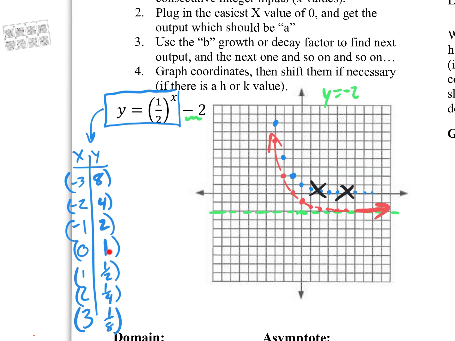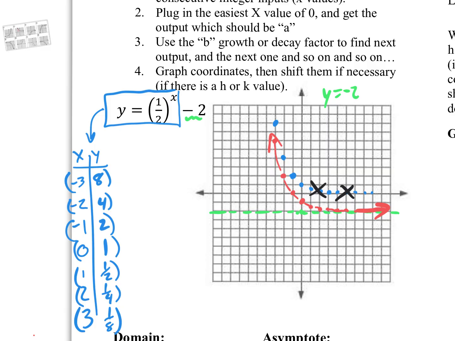Now going backwards, it's not doing half of it, it's actually doing the opposite of half, which is multiplying by 2. Or in other words, if you're multiplying by half going this way, then backwards it's multiplying by the reciprocal of half, which is 2 over 1, which is 2. So if you did 1/8 times 2, you would get 1/4, times 2, times 2, times 2. Plot those points, shift them down 2 units, you get your final graph approaching that asymptote of y equals k, which in this case is -2.